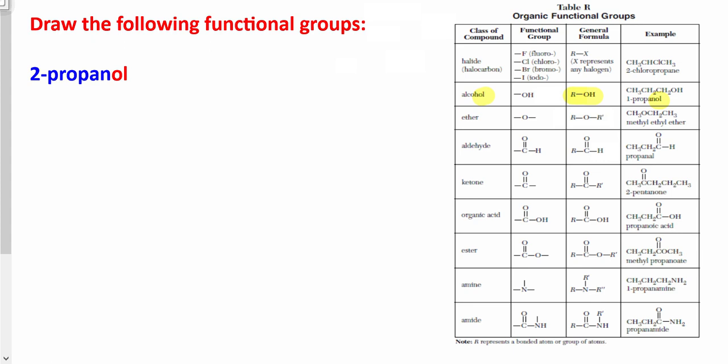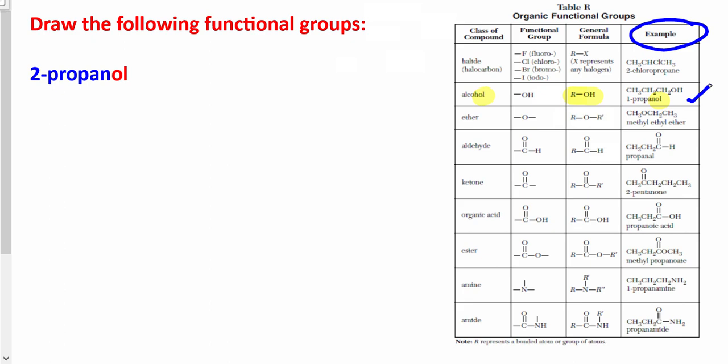So if it says 2-propanol, the first thing I would do is look at reference table R and go through all the examples. Go through all the examples from reference table R and see which one matches the given name. So propanol, in this case, does match with the name that is given for alcohol, right? So I know the functional group is alcohol.